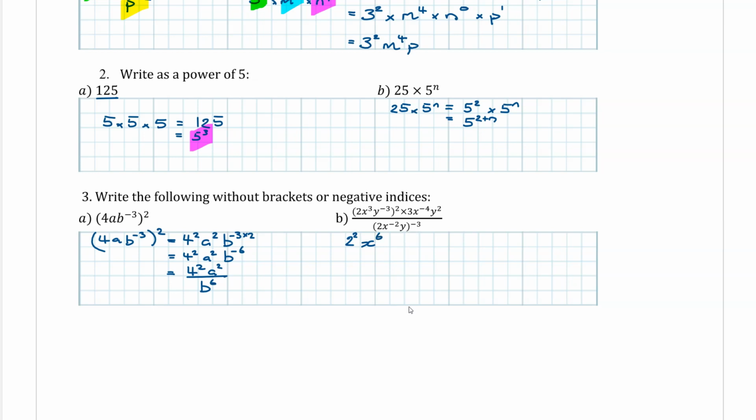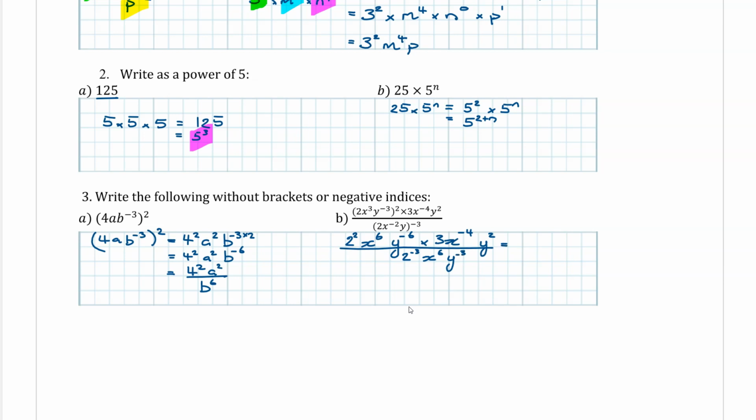So that will be 6. Then y to the power of negative 3 times 2. So that will be y to the power of negative 6, like so. And that's times 3 times x to the negative 4 and y squared. Now down in the denominator, we're going to get 2 to the power of negative 3 times x. Negative 2 times negative 3 is positive 6, and then y to the negative 3, like so.